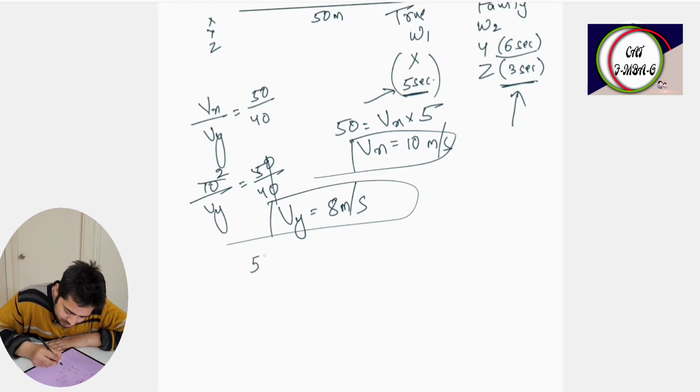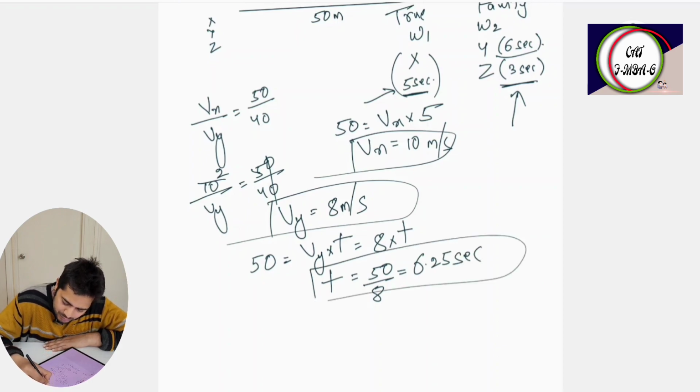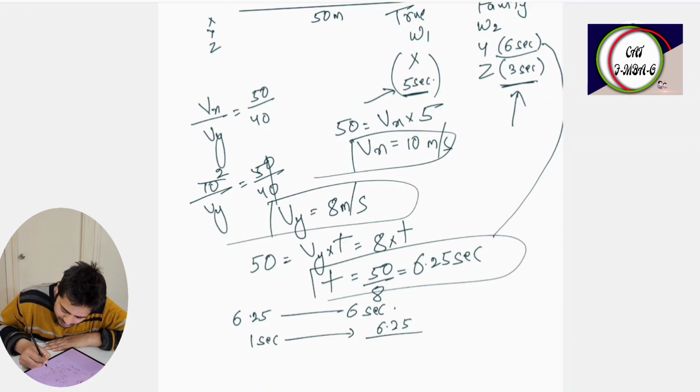Distance is equal to speed into time, which is 8 into time. So t is equal to 50 by 8, which comes to 6.25 seconds. And instead of 6.25 seconds, it is showing 6 seconds. So for 1 second, what is the loss actually? 6.25 by 6 seconds. So for 3 seconds, because z has a time of 3 seconds, the correct time would be 3 into 6.25 by 6.